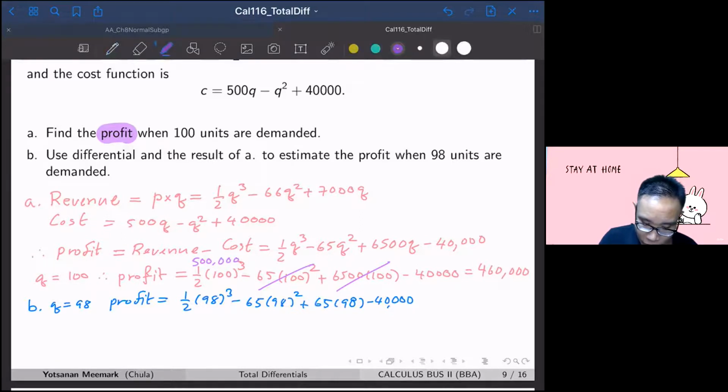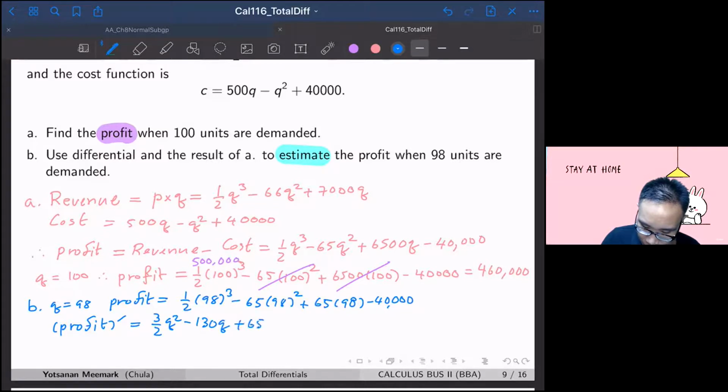So the question asks you to estimate. So this is the keyword. So you're going to use differential. You're going to differentiate the profit with respect to Q. So you have 3/2 Q squared, minus 130 Q plus 65,000. So this one will be the derivative of the profit.